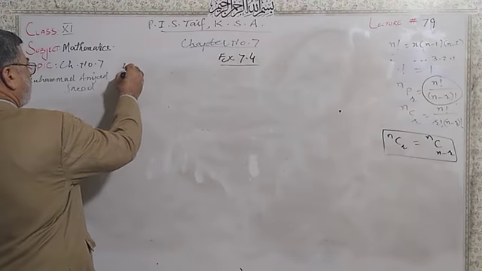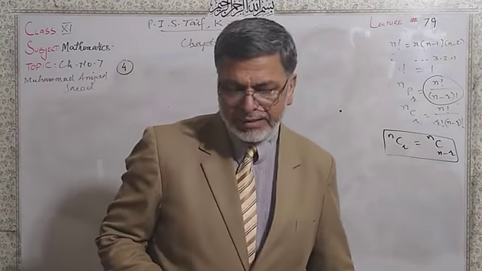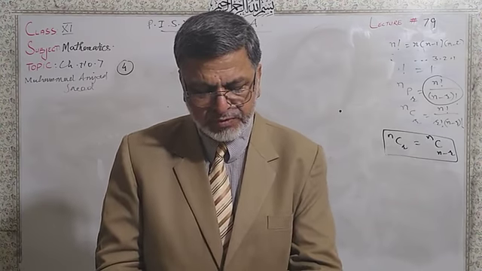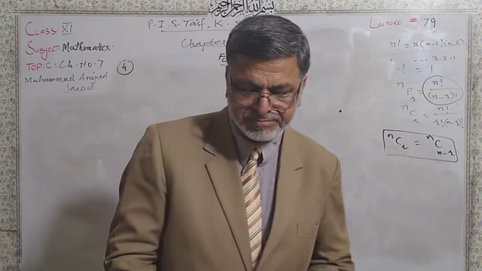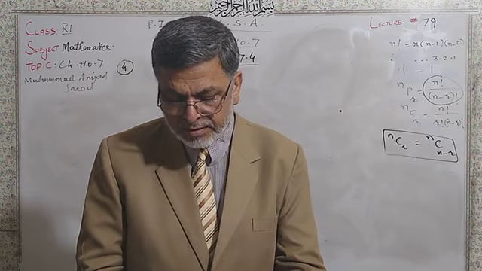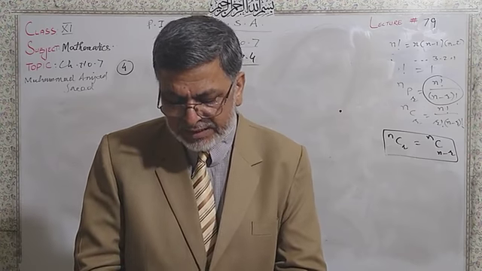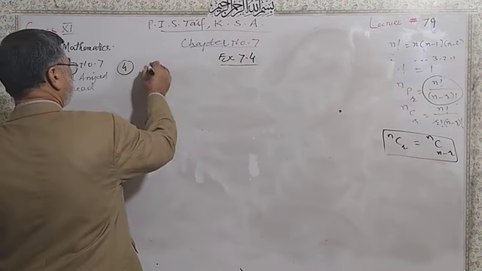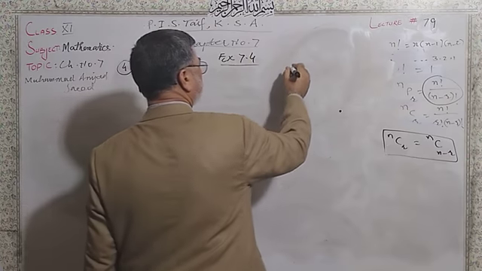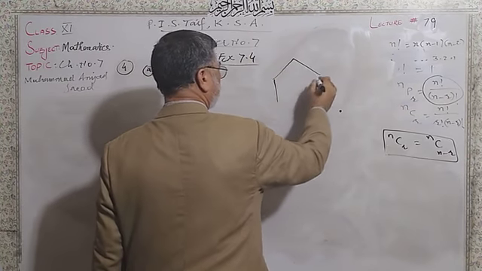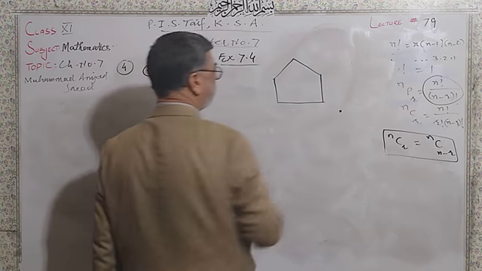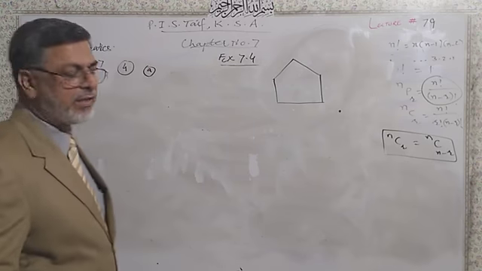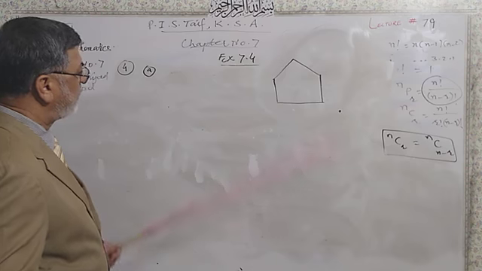Question number 4. We have a 5-sided polygon in which we have to find the number of diagonals. Then an 8-sided polygon, then a 12-sided polygon. This is part A in fact. This is a 5-sided polygon: 1, 2, 3, 4, 5.